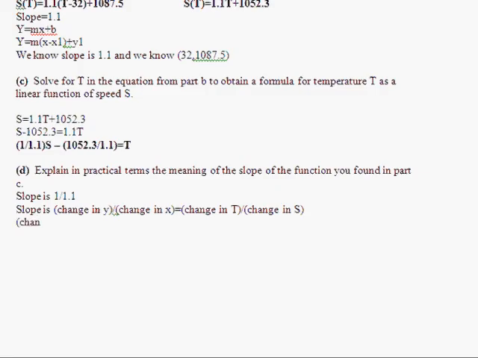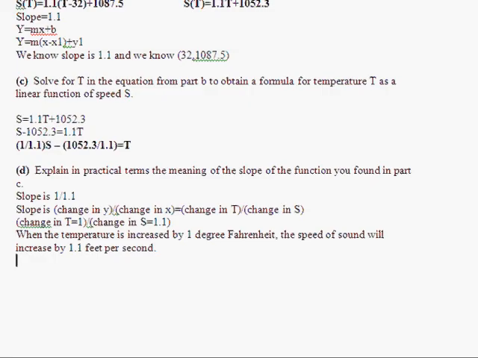So in this case, change in t equals 1 divided by change in s, which equals 1.1. So they're saying when the temperature is increased by 1 degree Fahrenheit, the speed of sound will increase by 1.1 feet per second. Notice, this is exactly what they said at the beginning of the problem. This is exactly the same relationship between t and s that we found in the original function s of t.